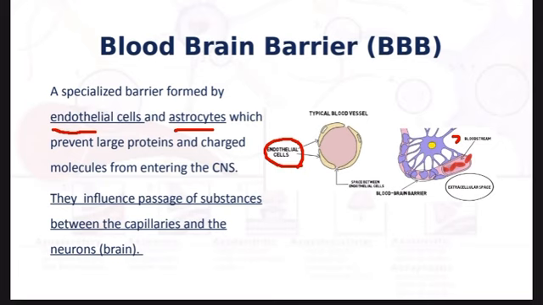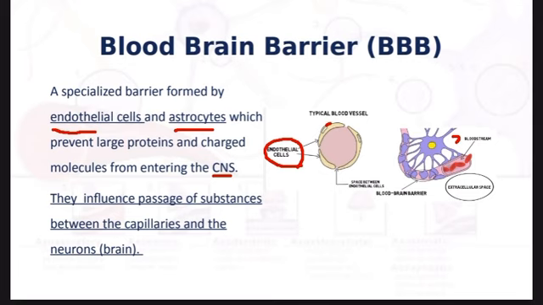It prevents large proteins and charged molecules from entering the CNS. Okay, so this is what will happen. They influence the passage of substances between the capillaries and the neurons in the brain. So they look like this typical blood vessel. Okay, we have it on both sides.